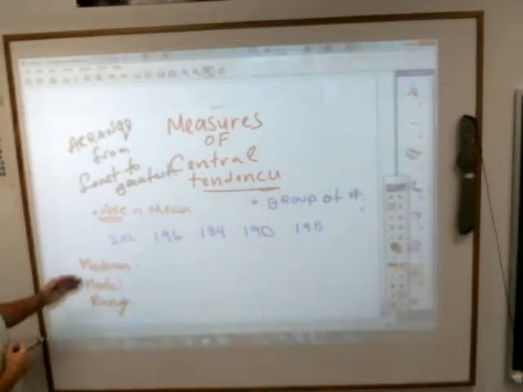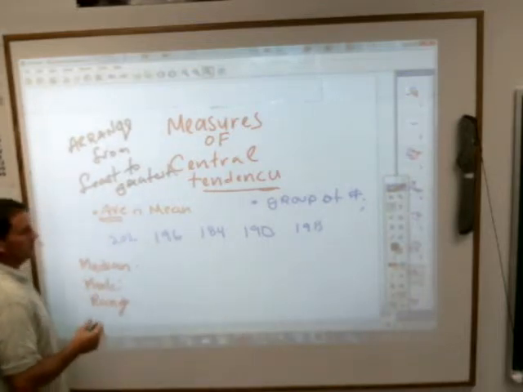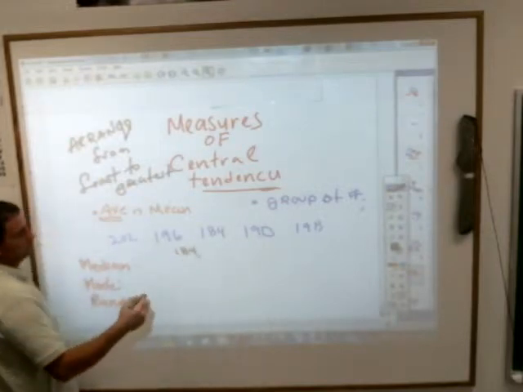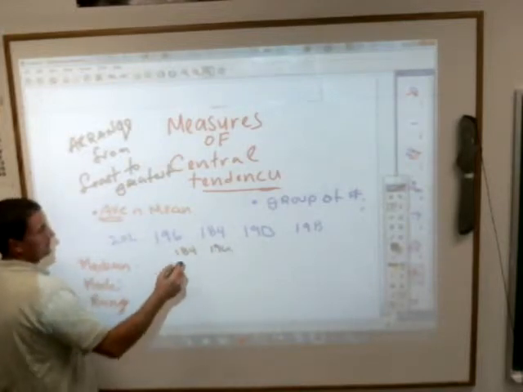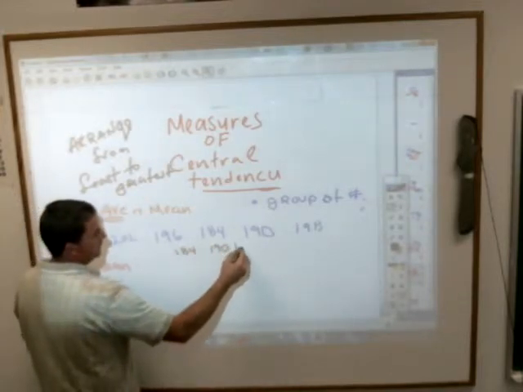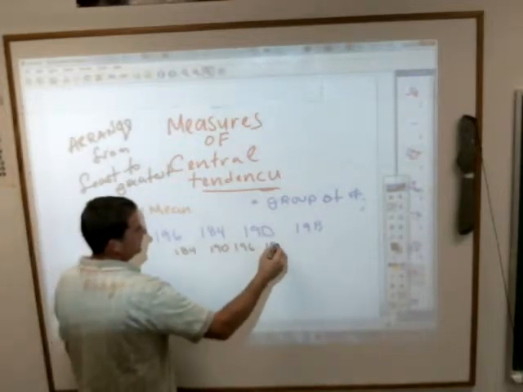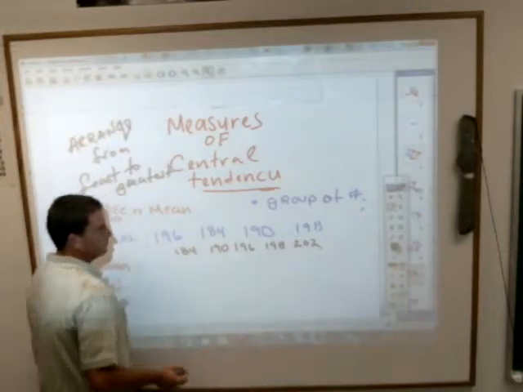That means you take your data and you want to write it with the smallest one and reorder it from smallest to greatest. So it's 184. What's next? 190. 196, 198, and 202.